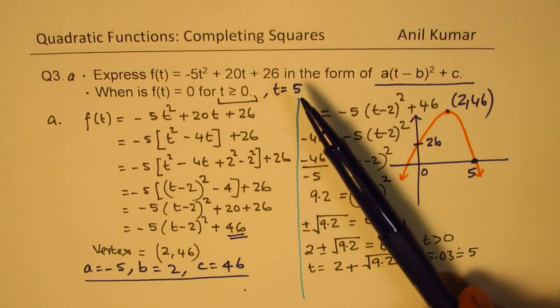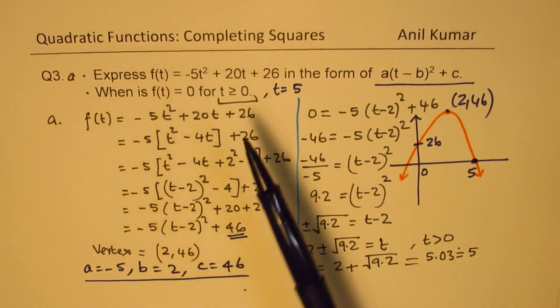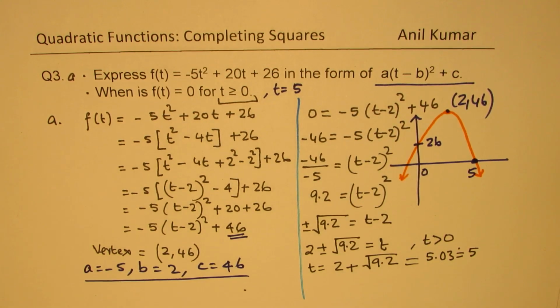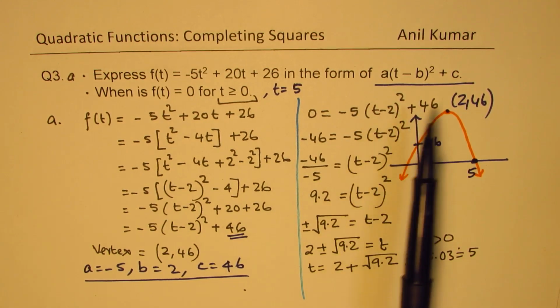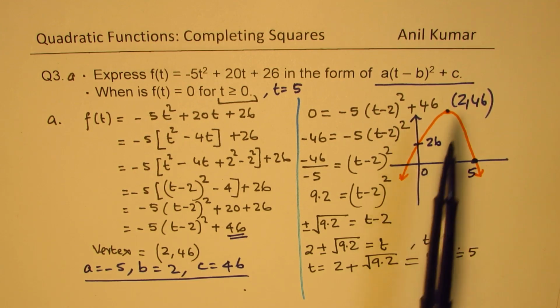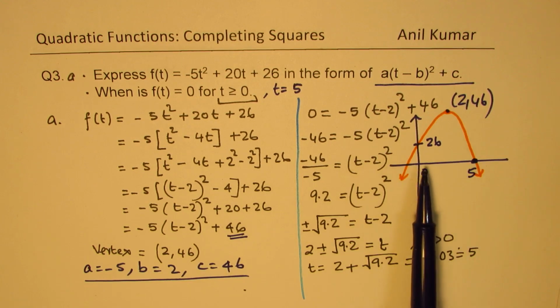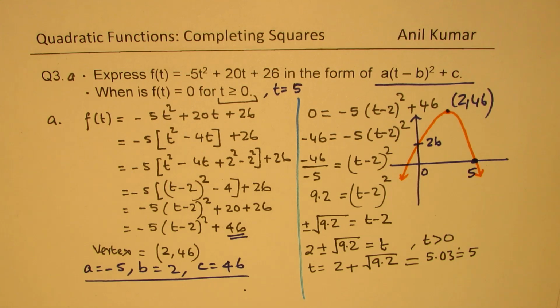Now this could be in your test in a different way. The example could be throwing a ball, and you may be required to find domain and range, right? So if you're throwing a ball, it will stop here, right? So the range will be from 0 to 46, right? And the domain will be from 0 to 5. So I hope that makes sense, correct? Let's move on and take the last question now.